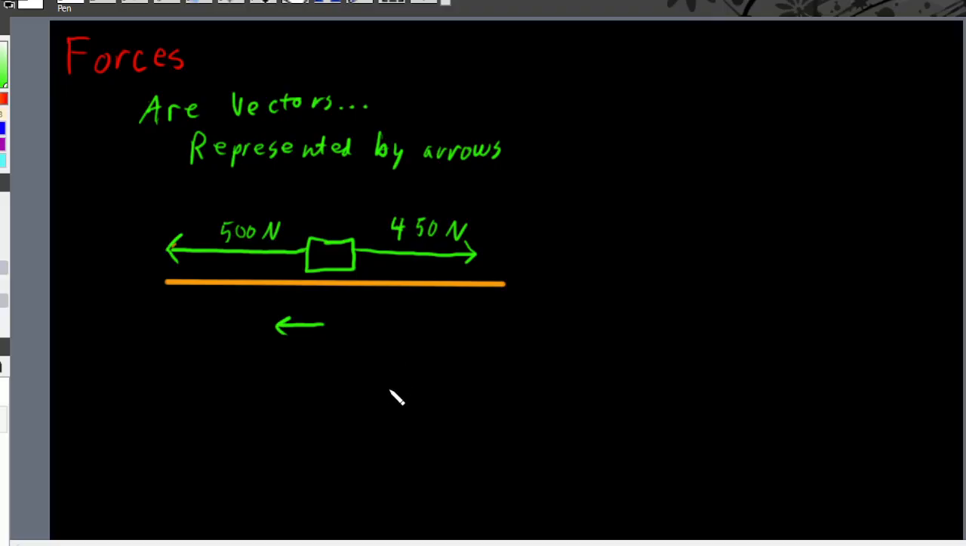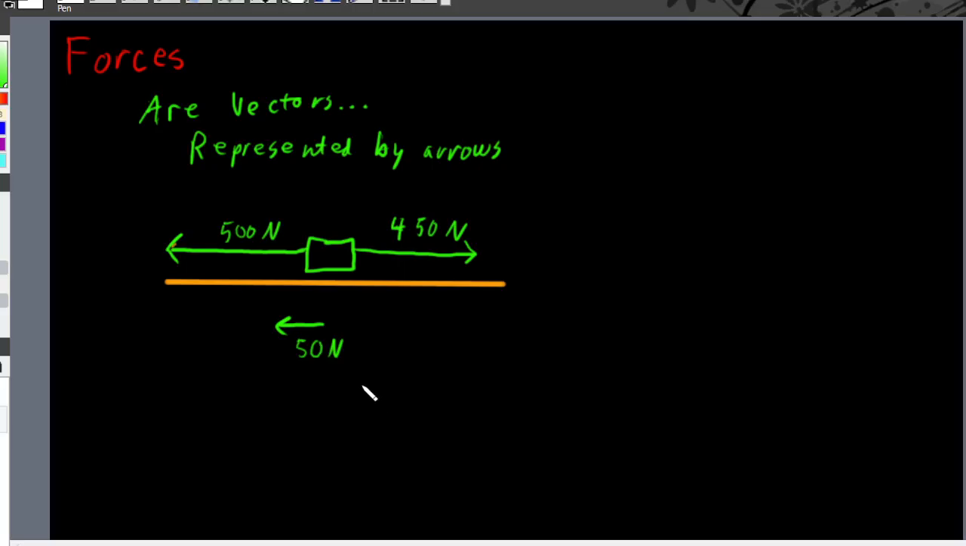But the question is, if I combine these two, how much force would be left over to actually act in the direction of the 500 Newton force, that is to the left? And you say, well, gosh, there's 500 here, there's 450 there. There'll be a 50 Newton leftover force that will act to the left, because 450 newtons here will balance out 450 there, and the leftover will be 50 remaining that acts to the left. And you would be correct.